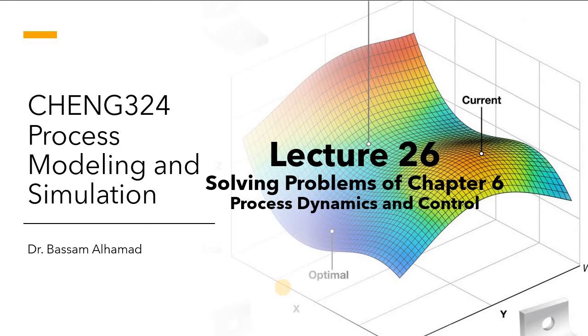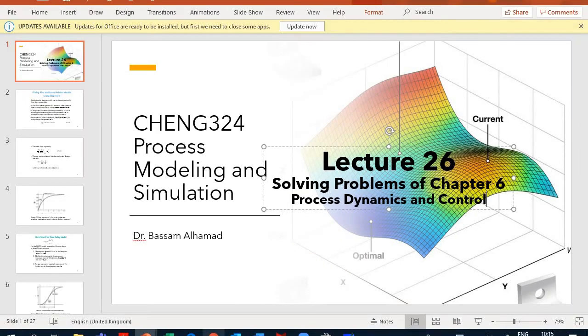So today we are going to be taking lecture number 26, and it's going to be about solving the problems of chapter number 6 from the book Process Dynamics and Control by Seborg. And you're going to like the questions in chapter number 6. It's very interesting. And let's start with our first problem.